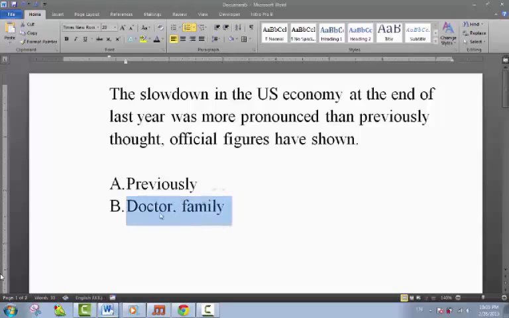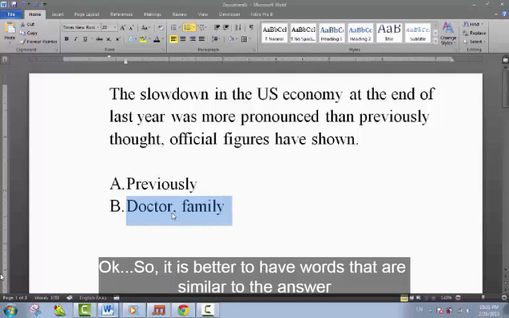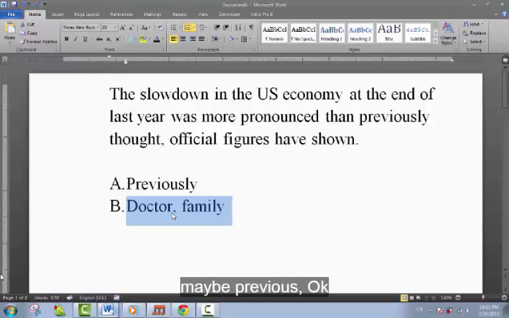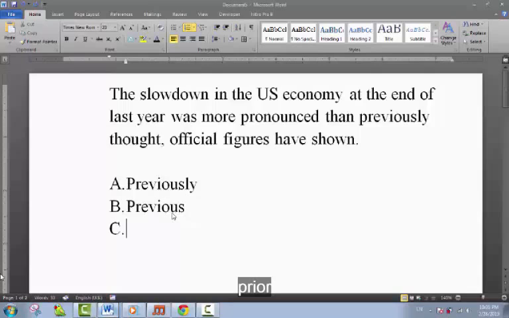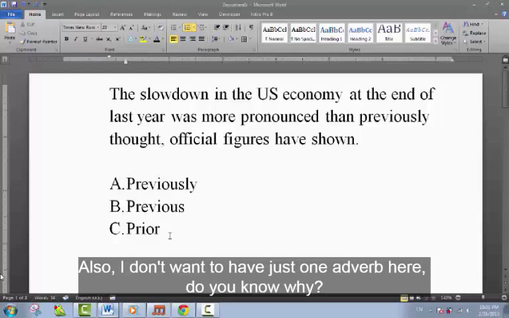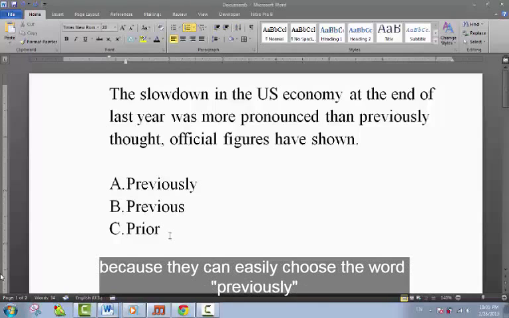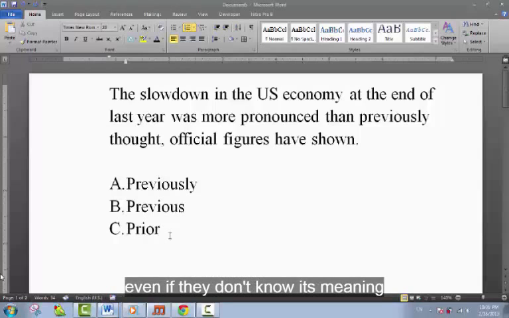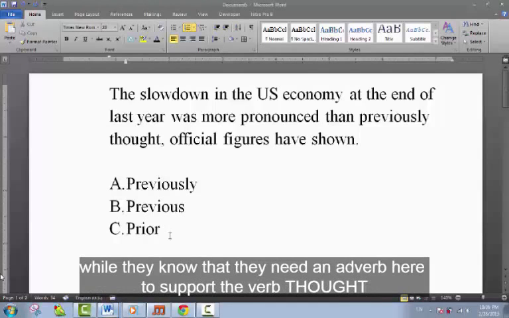Okay, so it's better to have words that are similar to the answer, maybe previous, okay, trial. Also, I don't want to have just one adverb here. You know why? Because they can easily choose previously, because even if they don't know its meaning, they know that they need an adverb here to support the verb thought.